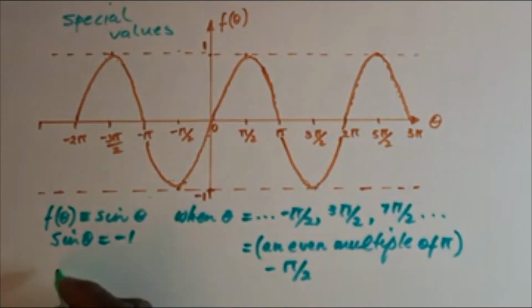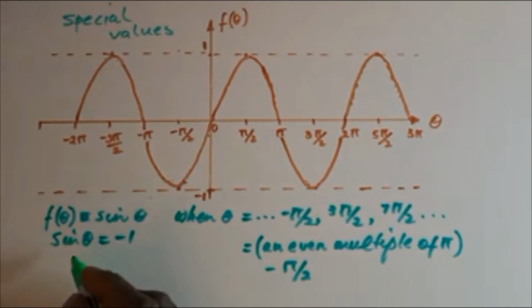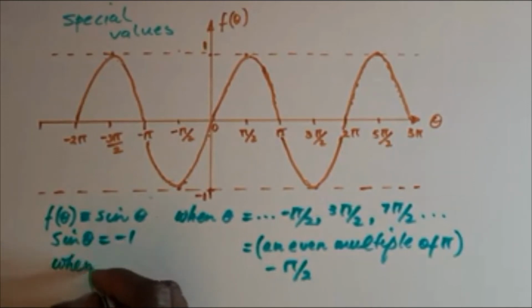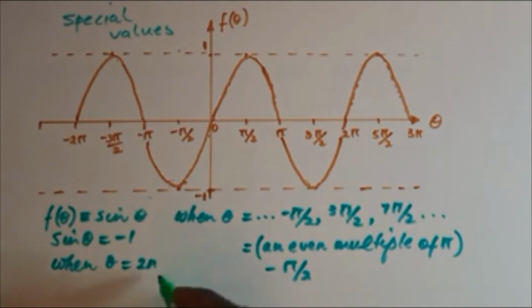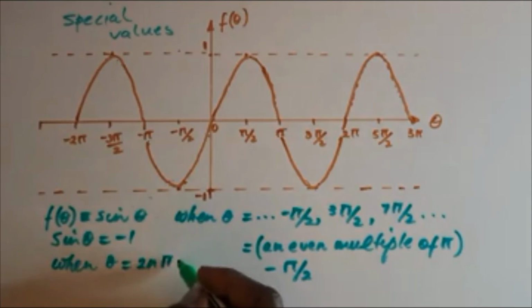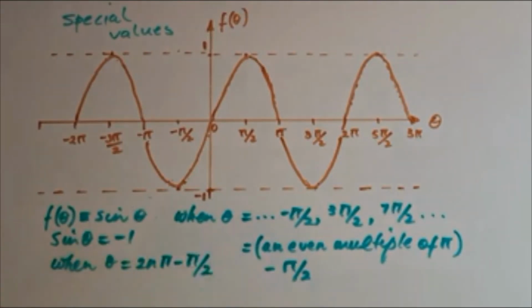So our conclusion here is that sine theta, well, we know sine theta here is equal to -1 when theta is equal to an even multiple 2n pi minus pi over 2.